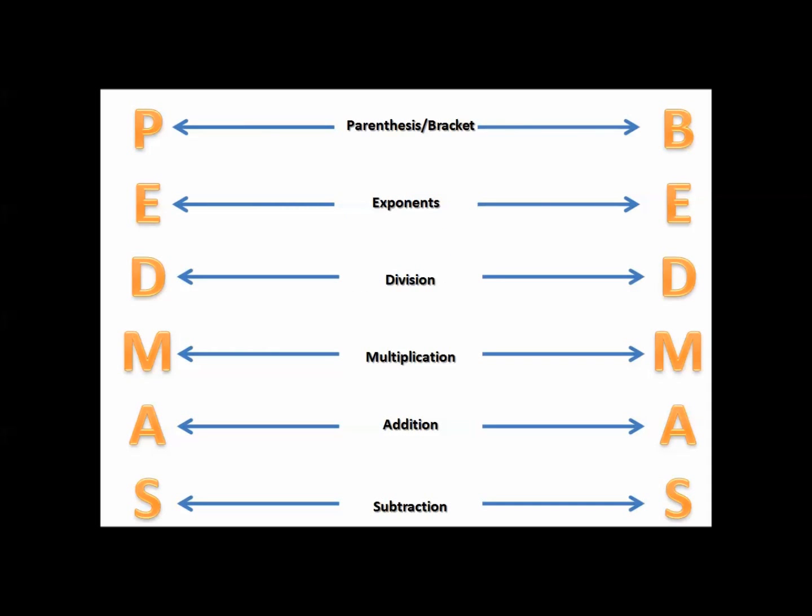So if you remember from elementary school, you would have either learned BEDMAS or PEDMAS when talking about order of operations. They are the exact same thing. The only difference is PEDMAS uses the word parentheses and BEDMAS uses the word brackets. They're the exact same thing. Parentheses is just a more mathematical term for a bracket.